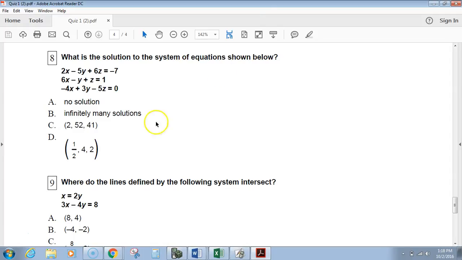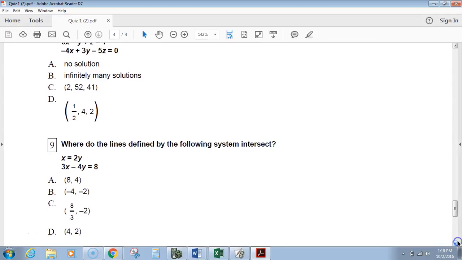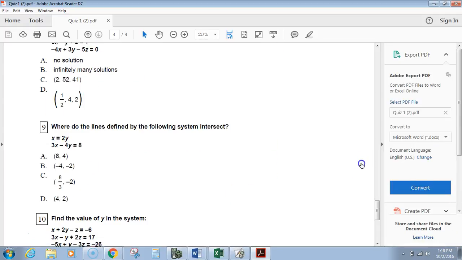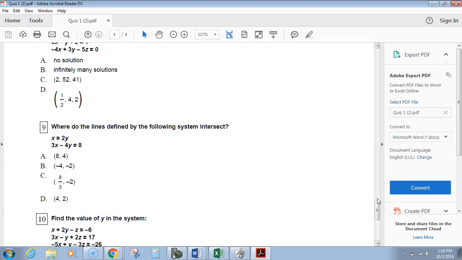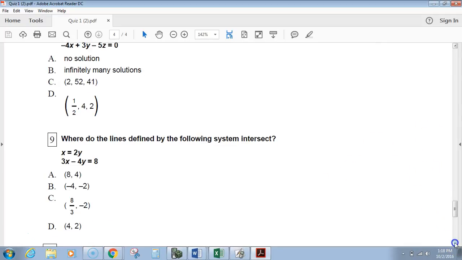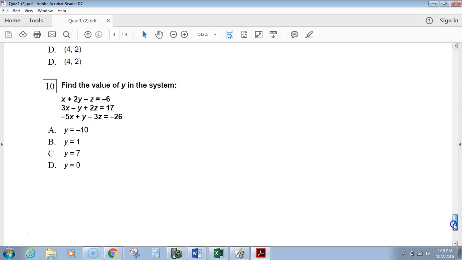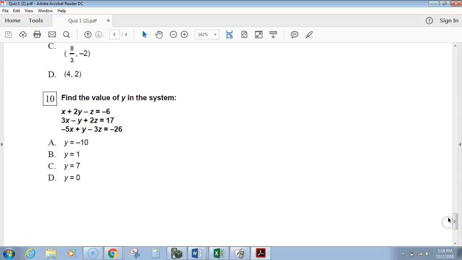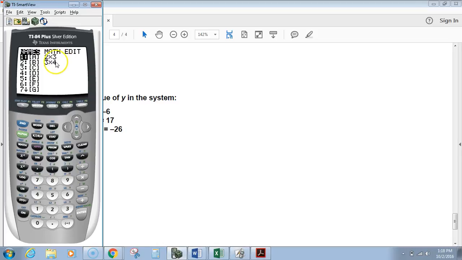So you can already tell what your answer is going to be on this paper. Where do the following systems intersect? Oh, what happened? You guys can do that one. I know, I have faith in you. For number 9, and then that just leaves us with number 10. So another one of these, if you want, practice that one. I did this one. Practice that one on your calculator.